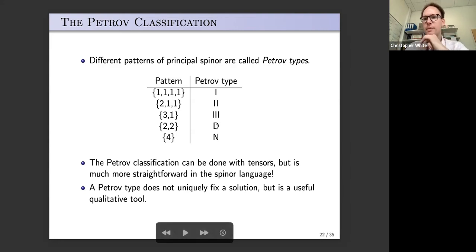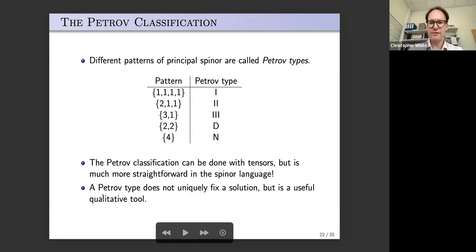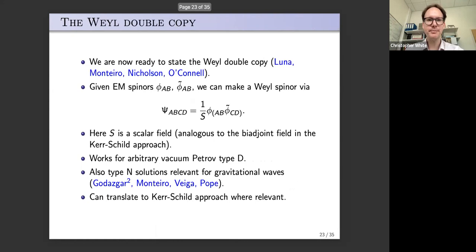Why is that useful when thinking about the double copy? Well, it may be that only certain types of solution are ones we know how to double copy, and if we want to work outwards from that, we might consider the next most complicated Petrov type, and so on. A Petrov type, just to clarify again, does not uniquely fix a solution, but it's a useful qualitative tool for putting things into different types. Okay, that now gives me all the language I need to state this Weyl double copy.